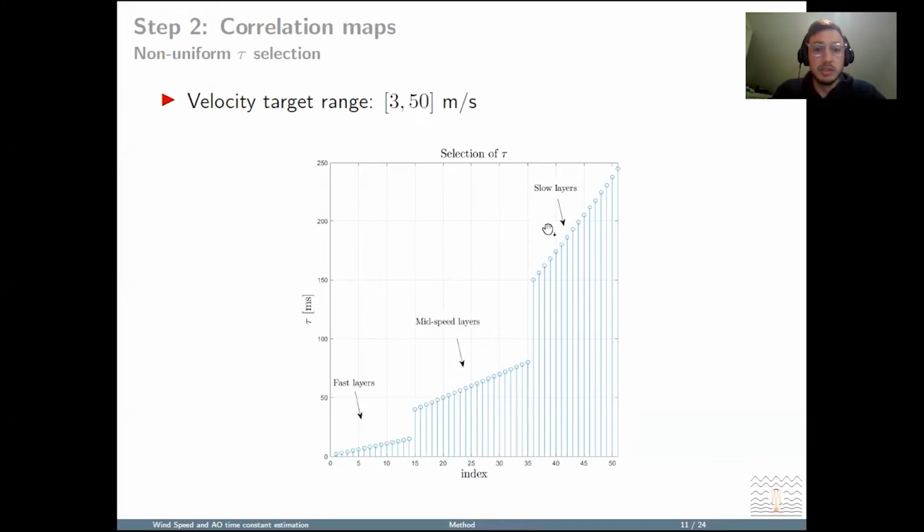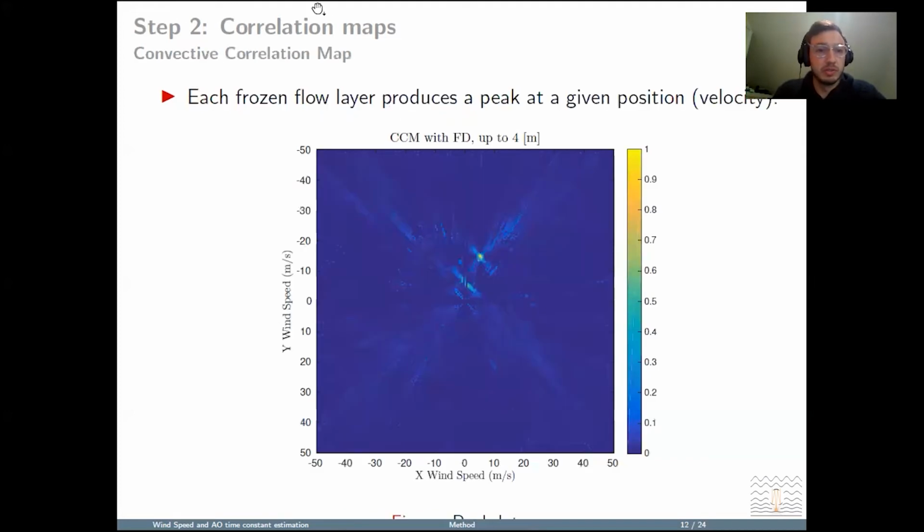And this is solved by making the convective correlation map, which is shown here. The idea is to use all of those maps to build only one map, whose axis is the speed. Here we can see, using real data, that a peak has a position and an amplitude. The position is the wind speed and the amplitude is the weight.